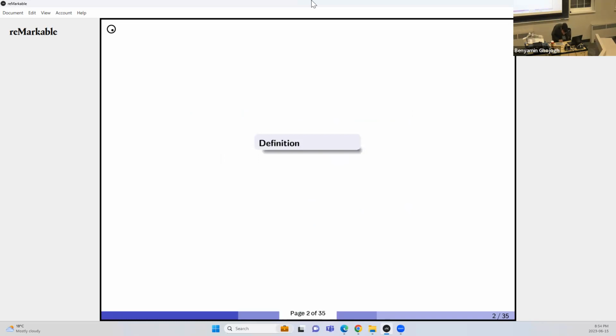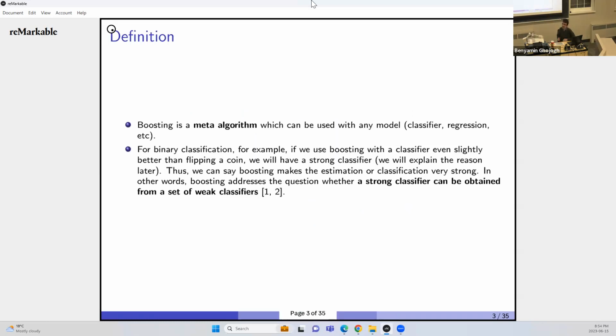Definition. Listen, guys, listen. Definition. Boosting is a meta algorithm which can be used with any model, classifier, regressor, etc. So a meta algorithm can be used with any algorithm, right? For binary classification, for example, if we use boosting with a classifier even slightly better than flipping a coin, we will have a strong classifier. We'll see the reason mathematically.